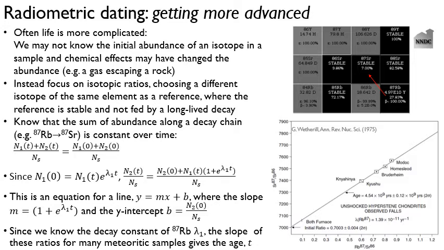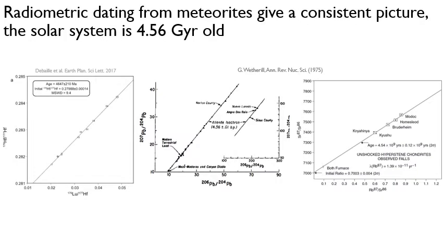And we can take a look at lots of different isotopes, and we get a consistent picture. So for instance, we can play the same game with hafnium and lutetium isotopes, and we get some slope, and we find that the age is 4.6 billion years is what we get from this one. We can do it with lead isotopes, and we get again around 4.6 billion years.